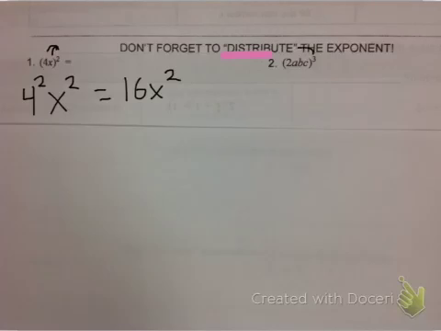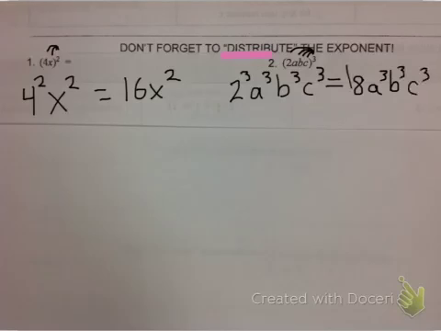For number 2, that cubed gets distributed to every single term. We get 2 cubed, a cubed, b cubed, c cubed. Okay? And we can simplify that because we know that 2 cubed is 8. So we get 8, a cubed, b cubed, c cubed. So it's very important to remember to distribute your exponent.